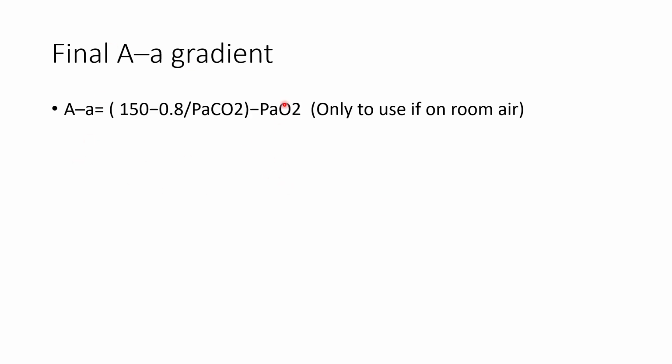So if the patient is on room air and you have taken an ABG at room air, you calculate the AA gradient through this formula and then check it. If it is within normal range, then it is a hypoventilation issue. If it is more than the normal range, then it is a lung pathology.